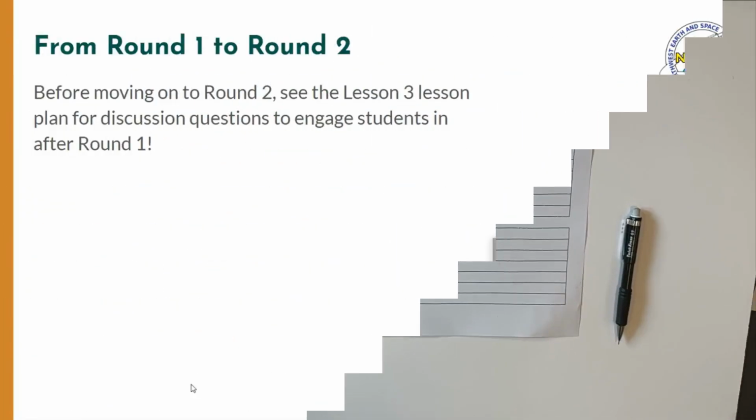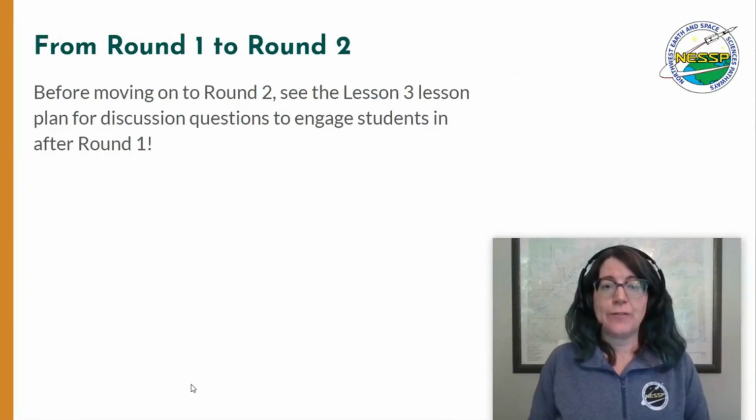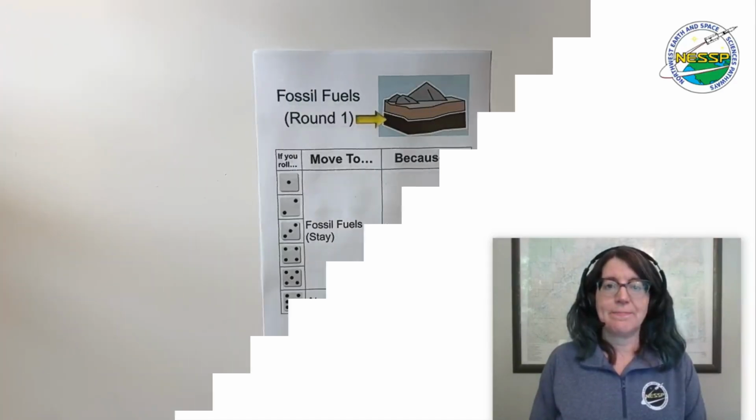Once students have completed 10 rounds of recording for round 1, there is a round 2 switch, which we'll talk about in a moment. However, before moving on to round 2, please check lesson 3 for some sense-making discussions that need to take place between round 1 and round 2 so that students are able to follow the essential learning of this lesson.